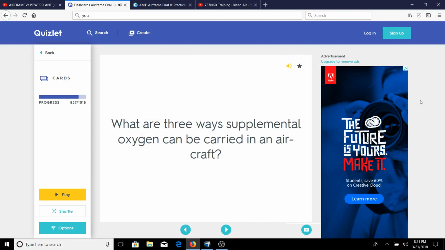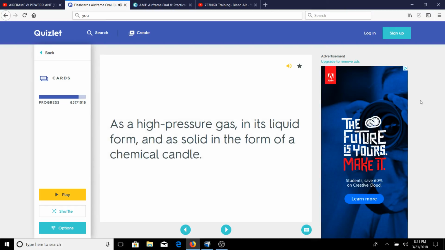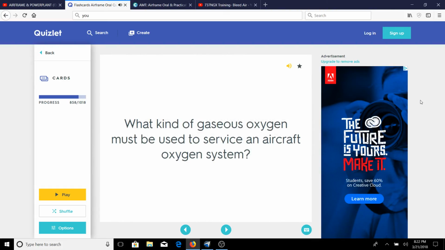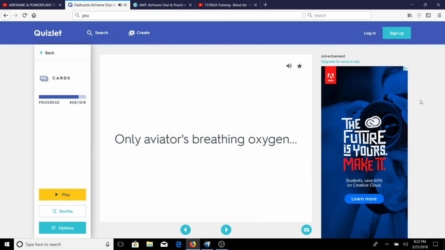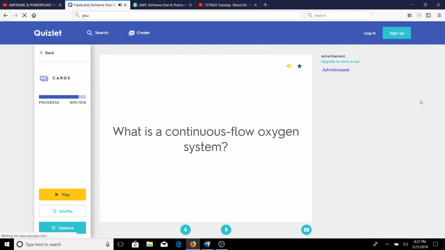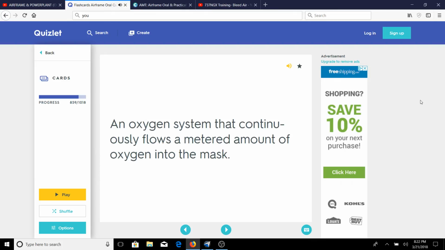What are 3 ways supplemental oxygen can be carried in an aircraft? As a high-pressure gas, in its liquid form, and as a solid in the form of a chemical candle. What kind of gaseous oxygen must be used to service an aircraft oxygen system? Only aviators breathing oxygen. What is a continuous flow oxygen system? An oxygen system that continuously flows a metered amount of oxygen into the mask.